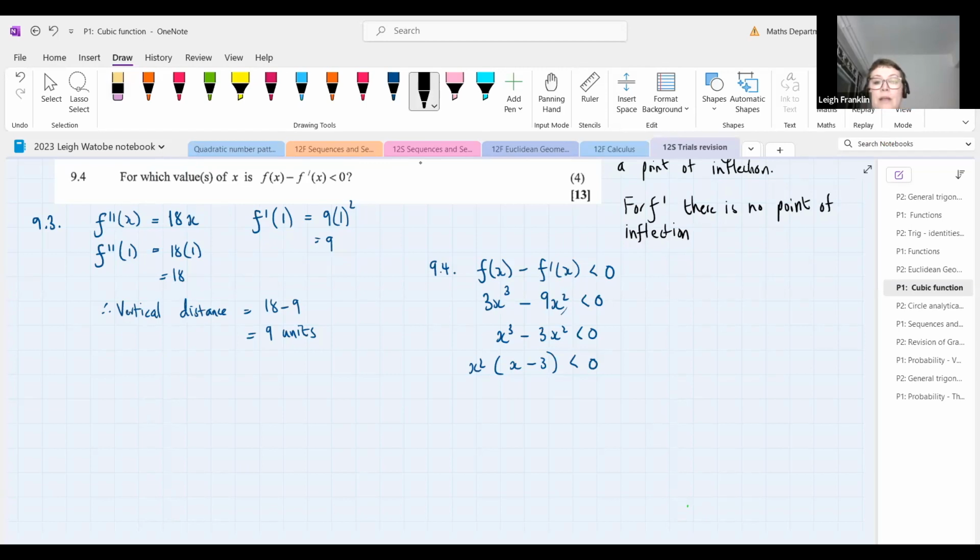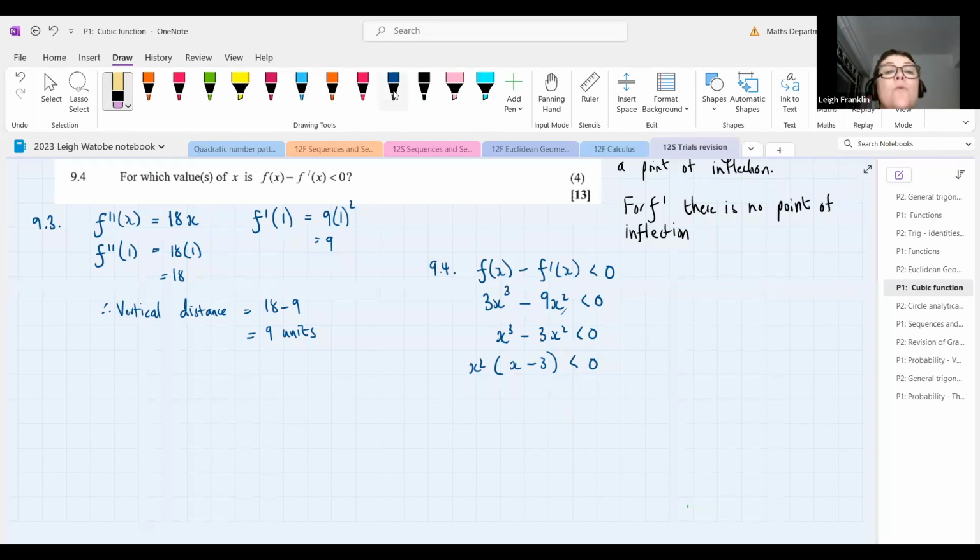Is it possible for x squared to be smaller than 0 is basically what I'm asking you. So can x squared be smaller than 0? Is that possible? No, because it doesn't matter what value I take, whether it's a negative number or a positive number, once I square it, it's going to become positive. So x squared cannot be smaller than 0.